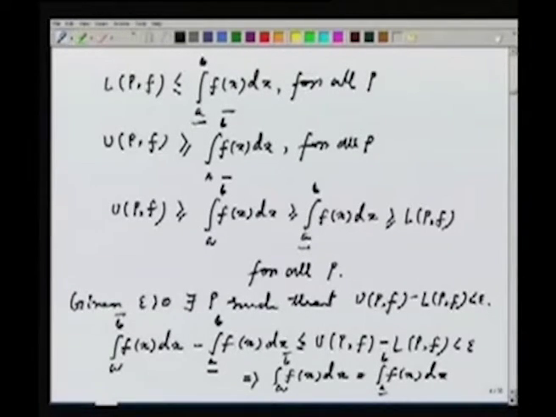But this is precisely what is meant by f is Riemann integrable. So the result follows. Here we have just used the fact that given any arbitrary epsilon bigger than 0, I can find a partition P such that UPF minus LPF is less than epsilon. Using that, I have shown that the difference between the upper Riemann sum and the lower Riemann sum is less than epsilon. That means the upper Riemann sum has to be the same as the lower Riemann sum, because epsilon I can make as small as I like. That means f is Riemann integrable.